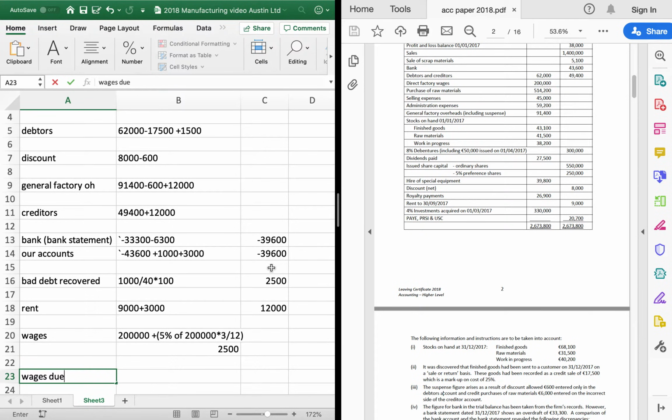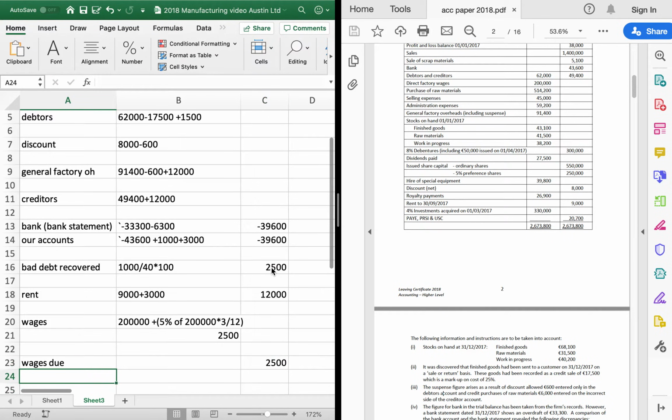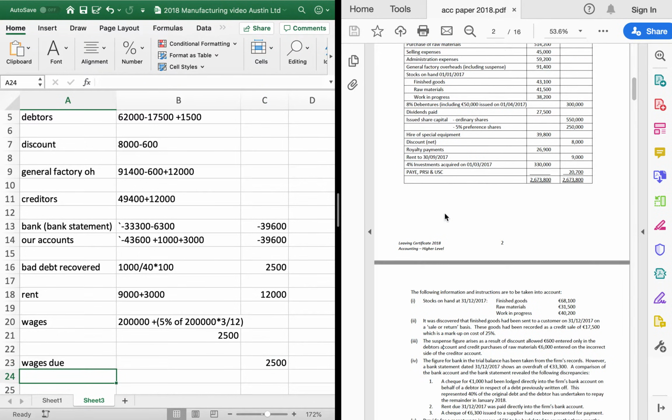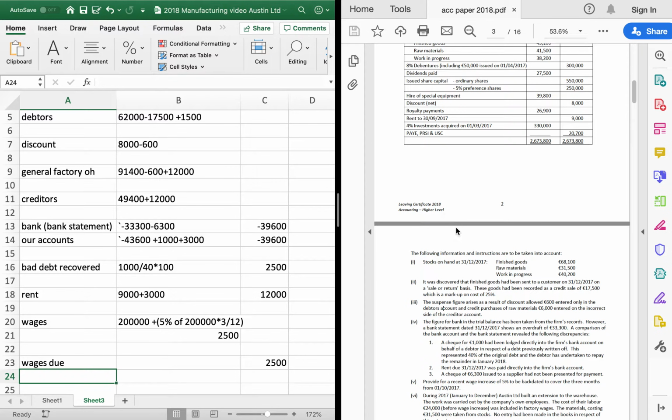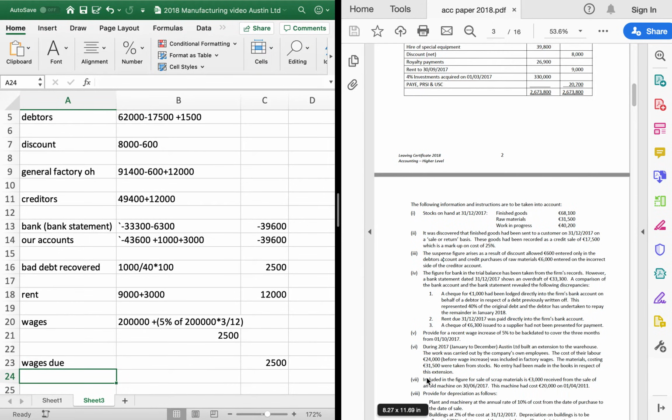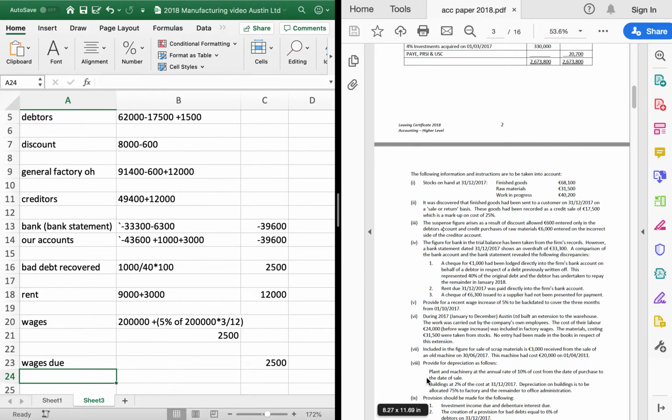It's very important. You haven't paid it. It says provide for it. So the wages due, which is a current liability, has to be provided for. Again, you've seen that before in other questions. The backdating is just finding the 3 months. So that might appear a little bit more difficult than it actually was.